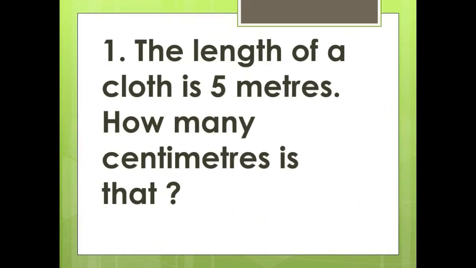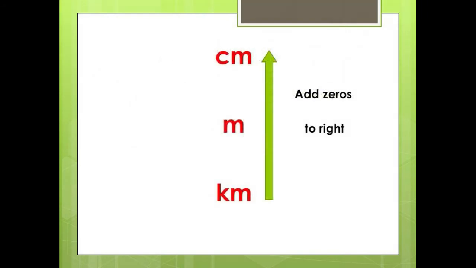For example, the length of a cloth is 5 meters. How many centimeters is that? Here, the length of the cloth is 5 meters. We have to convert it to centimeters. We have to convert from meter to centimeter. See here, children, meter to centimeter. Meter is down, centimeter is up. So if you want to convert from down to up, we have to add zeros to the right.